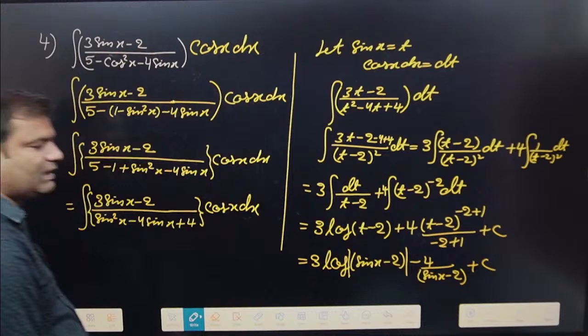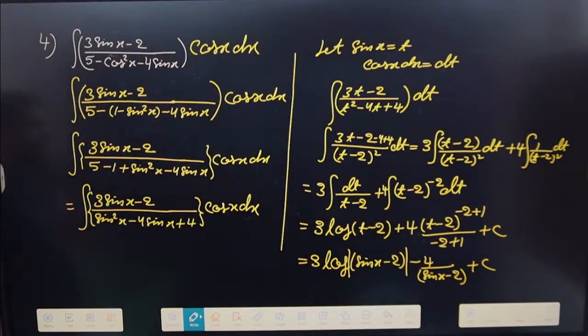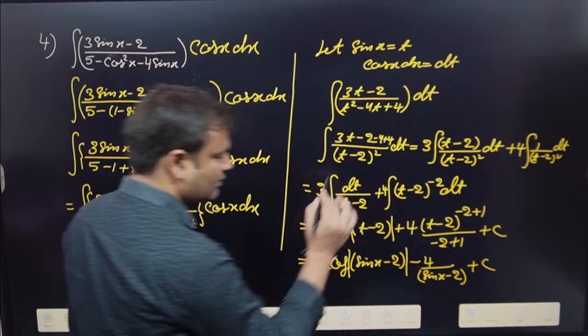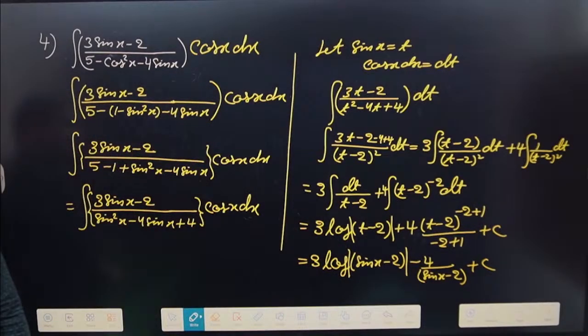Mod 3 times log of modulus of sin x minus 2 minus 4 upon sin x minus 2 plus c is the right answer.